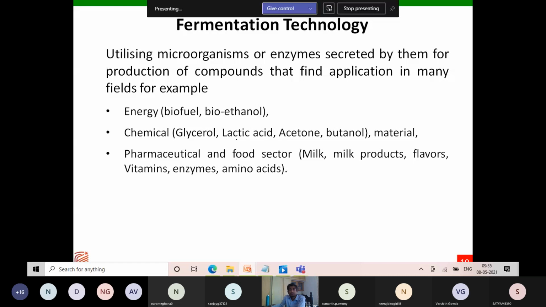And it is also used in the pharmaceutical and food sector. It finds application in many fields. For example, the chemicals like glycerol, lactic acid, acetone, and butanol are utilized, and in the pharmaceutical and food sector we also use the ethyl alcohol for milk products, flavors, vitamins, enzymes, and amino acid production.